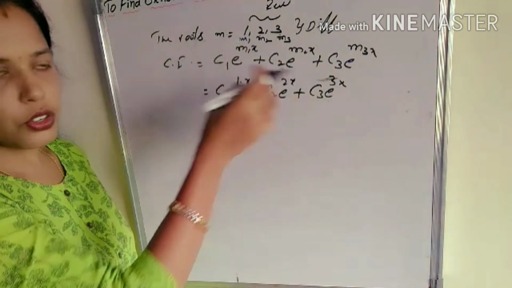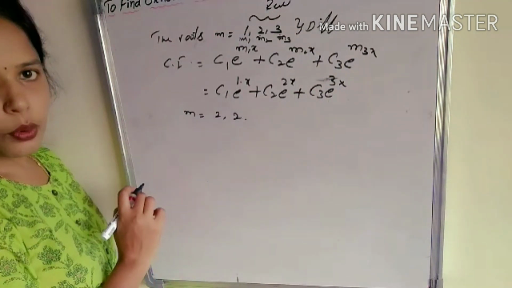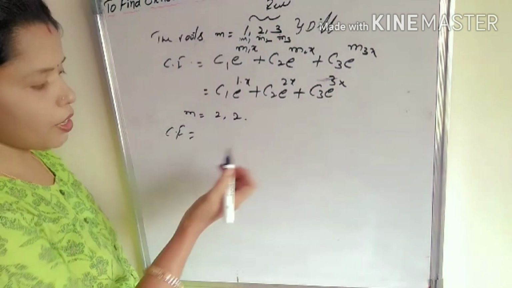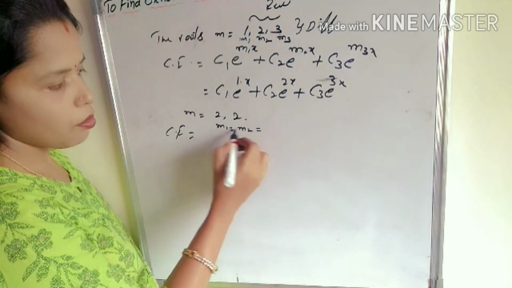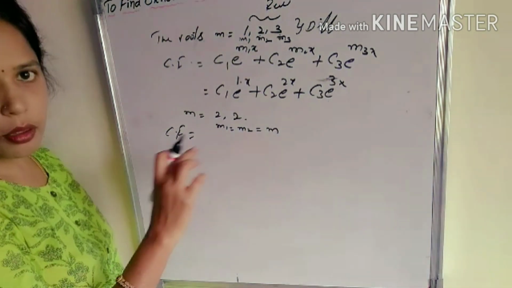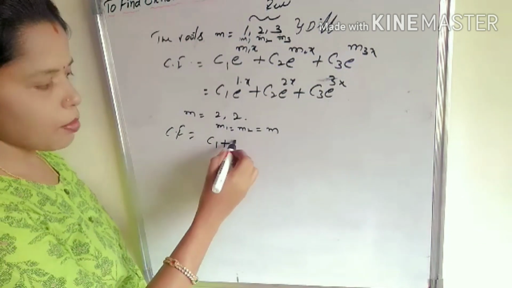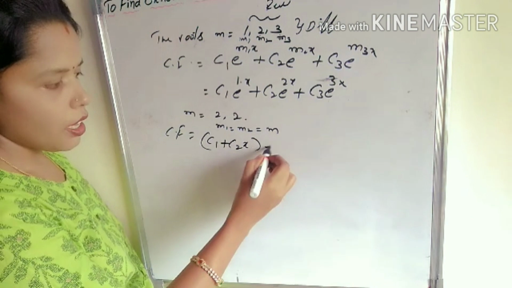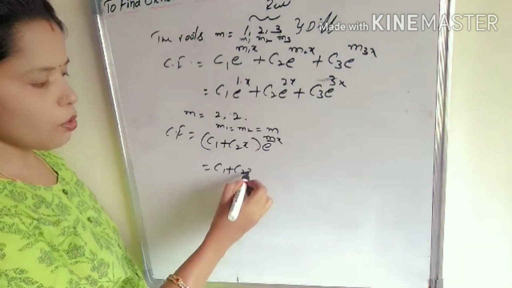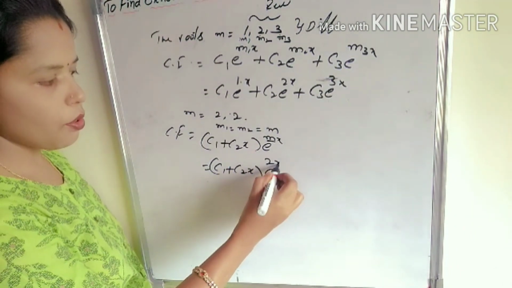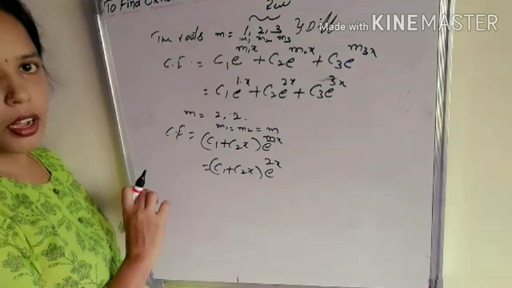Then how to write down the solution? Suppose the roots m is equal to 2, 2. Then what is the complementary function? Suppose this is m1, m2. m1 is equal to m2, both are the same, a common root. Then what is the complementary function for real and equal roots? c1 plus c2x into e to the power of mx. What is m here? 2. That is c1 plus c2x into e to the power of 2x. This is the complementary function for the roots 2, 2.